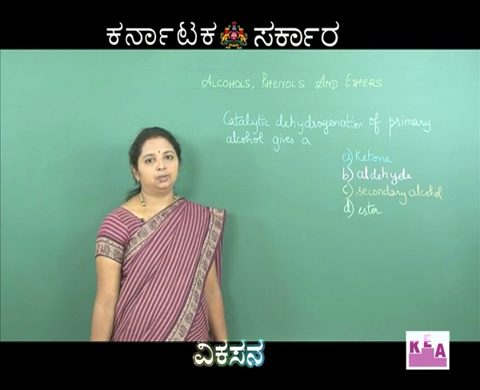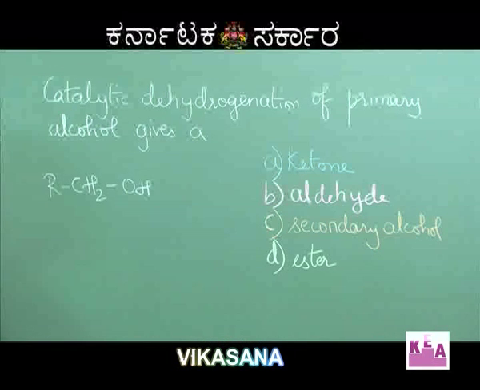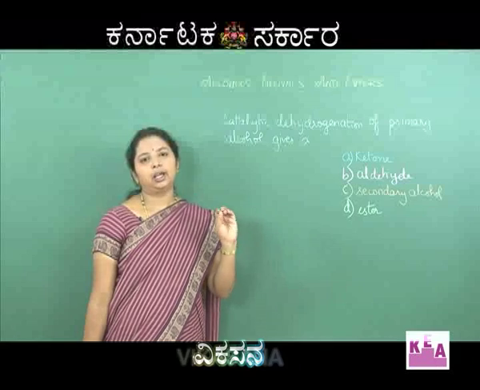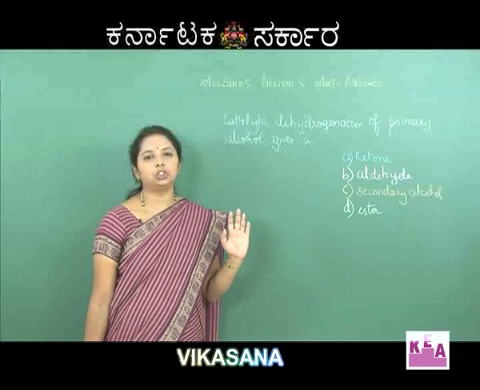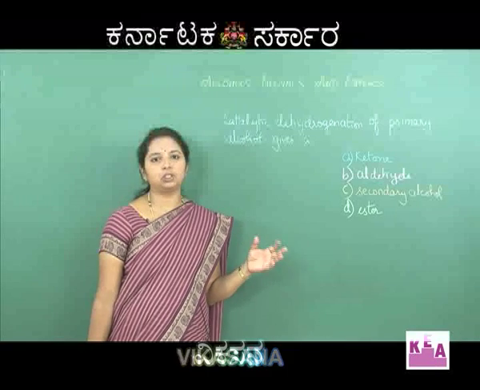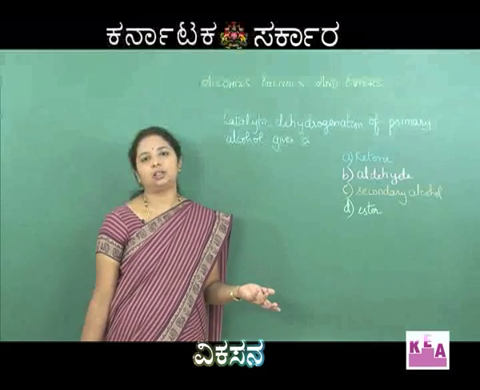The next question: catalytic dehydrogenation of primary alcohol gives option A ketone, option B aldehyde, option C secondary alcohol, option D ester. Now, this is again a very direct question, but you should know the reaction and what is happening. This is actually one of the preparations of aldehyde, or you can consider it as a property of alcohol.